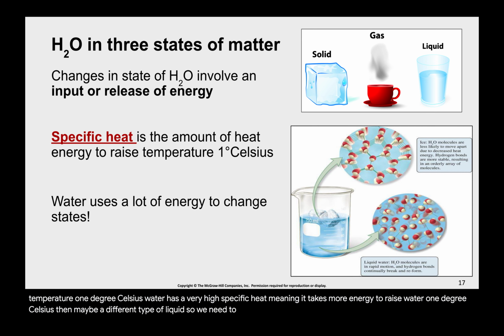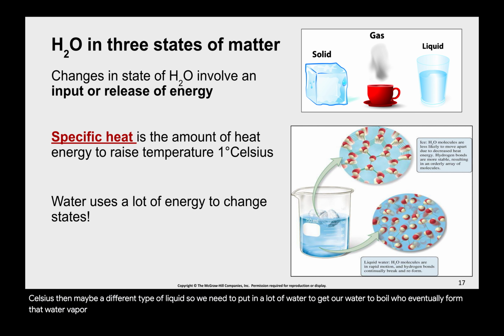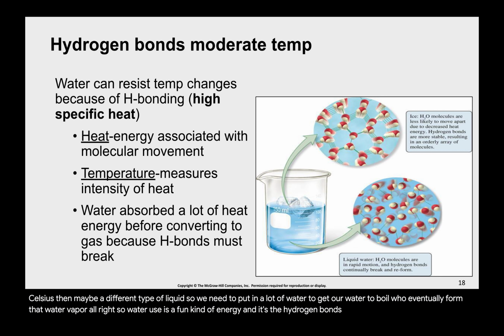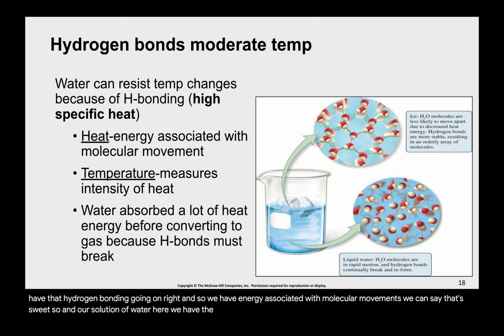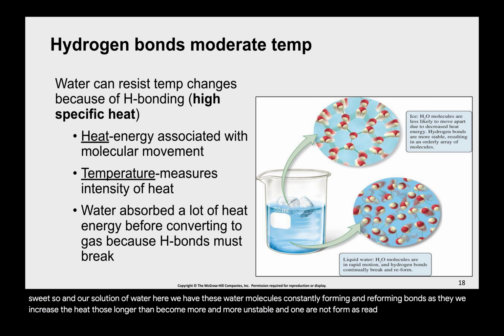Right? So we need to put in a lot of energy to get our water to boil to eventually form that water vapor. So water uses a ton of energy. And it's the hydrogen bonds that are really important in this, right? So we have that hydrogen bonding going on. And so if we have energy associated with molecular movement, we can say that's heat, right? So in our solution of water here, we have these water molecules constantly forming and reforming bonds. As we increase the heat, those bonds are going to become more and more unstable and want to not form as readily with each other.